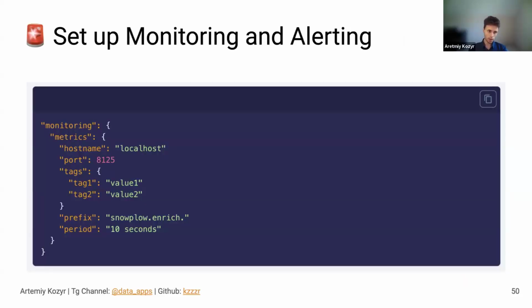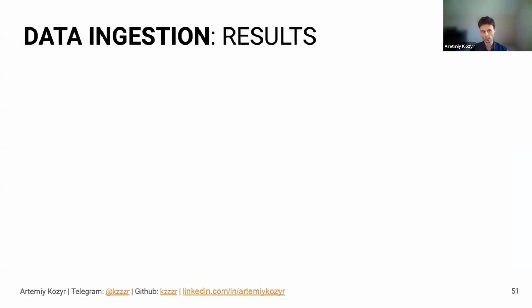Then you would set up monitoring and alerting. It's pretty easy with StatsD or standard output capturing metrics, which is written every 10 seconds. So I would say that it's pretty easy to use with Prometheus and Grafana dashboards as well. So you always keep track of what's happening with your pipelines.